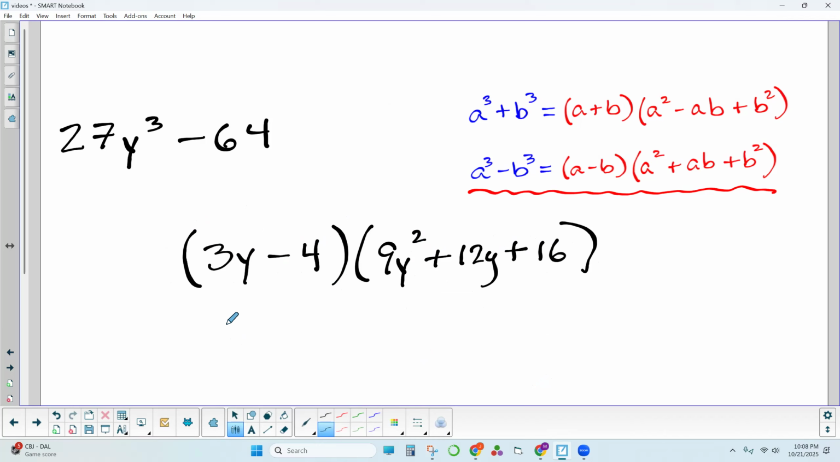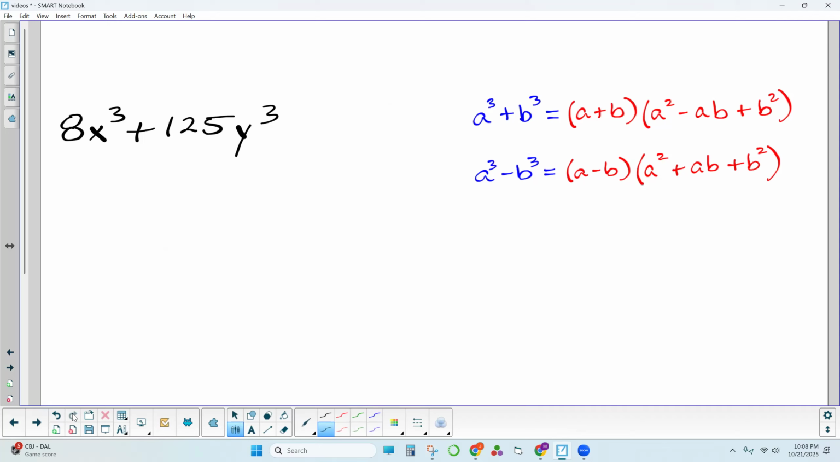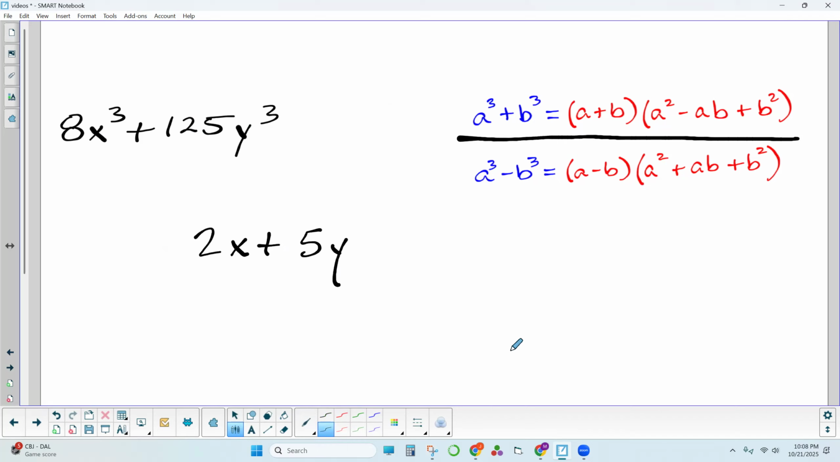Okay, let's look at another one. 8x cubed plus 125y cubed. This time we are looking at the sum of two cubes. The cube root of 8x cubed is 2x, plus the cube root of 125y cubed, which is 5y. Okay, that's our binomial, and now we're going to take a and square it.